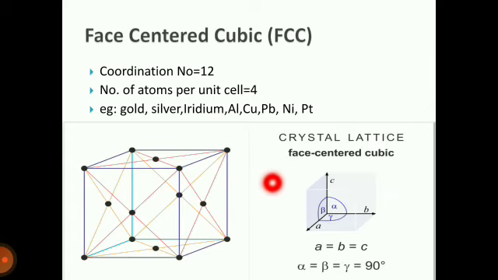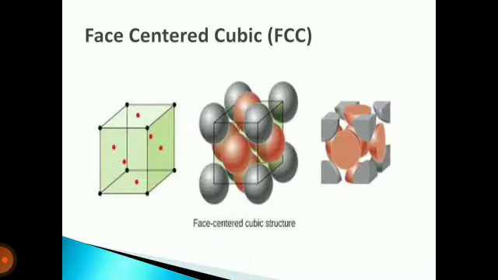Again, since it is a cubic crystal system, the unit cell parameters are similar to BCC and simple cubic, that is A is equal to B is equal to C. All the axial intercepts are equal and the angle between them are equal to 90 degree. This is a unit cell of FCC structure.